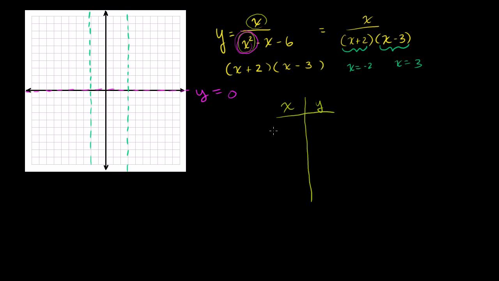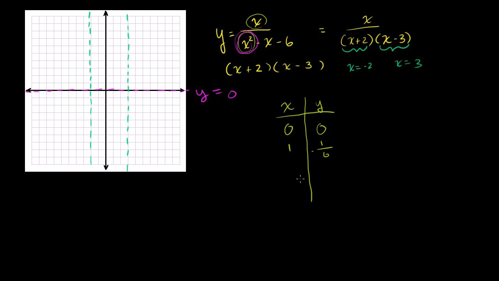There's our table. When x is equal to 0, what is y? X is 0. We have 0 over 0 minus 0 minus 6. 0 over negative 6 is just 0. When x is equal to, let's just try when x is equal to 1. What do we have? We have 1 over 1 squared minus 1 minus 6. That's just 0 minus 6, so we have negative 6.